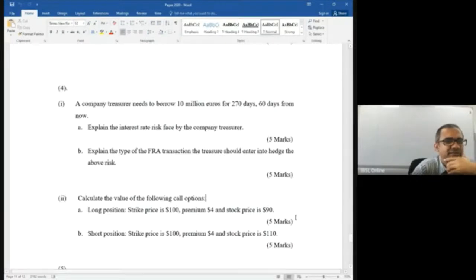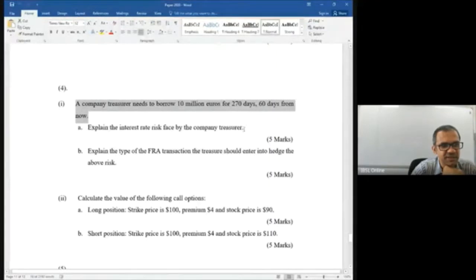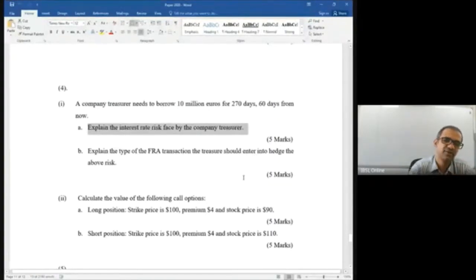Okay, I'll start with the beginning. That will give some idea of what you should write as an answer. A company treasurer needs to borrow 10 million euros for 270 days, 60 days from now. Explain the interest rate risk faced by the company treasurer. How should the answer be? What is the company treasurer about to do? He's going to borrow on a future date, for another future period.